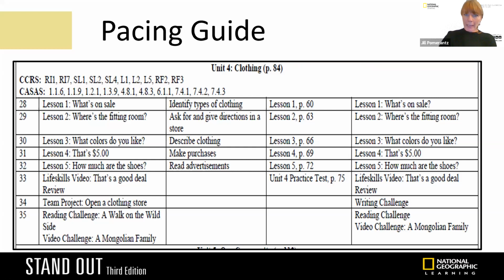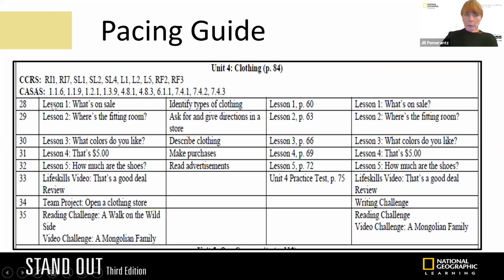Again, here is the pacing guide. Remember I was telling you about the 3 square colors, the red, the blue, and the green. You can also follow the pacing guide. So right here you have the day. This is day 28, assuming that you started on unit 1 on day 1. You will be starting unit 4 on day 28.